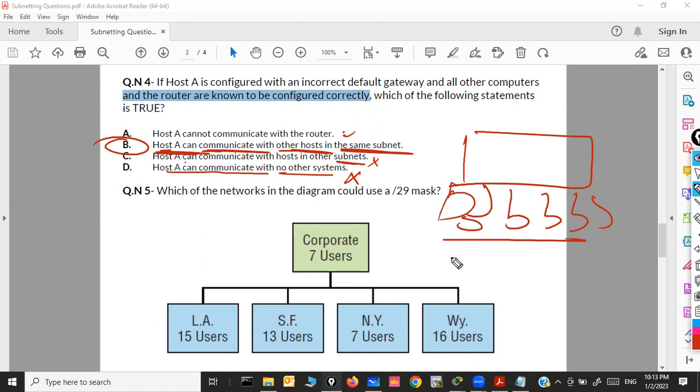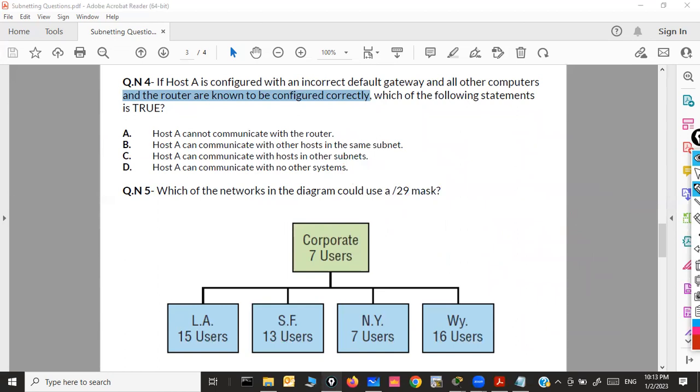No matter whether there is a gateway, an improper gateway, or blank, no matter. Single network, no problem. They all will communicate. There are some more questions we'll try to attempt tomorrow. It would be a very lengthy session otherwise.